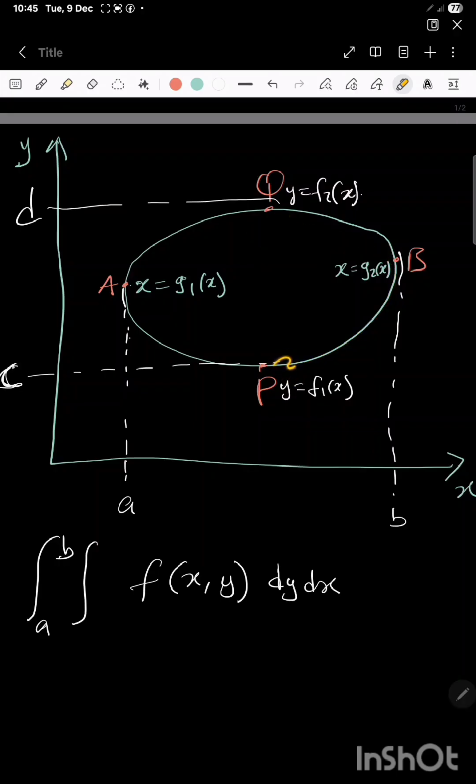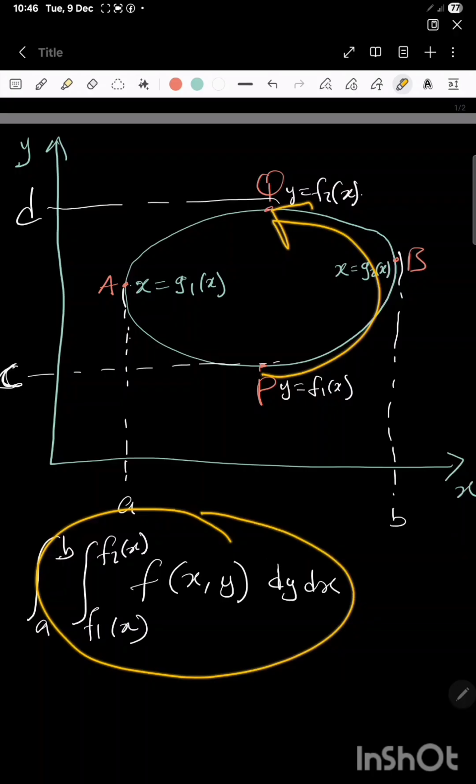So which limits of y are from P to Q? So the limits of y from P to Q are y is equal to f1 of x to y is equal to f2 of x. So we are going to write y is equal to f1 of x to y is equal to f2 of x. Okay, so this is the first route that we can take. So we've taken the route where we are moving from point A to B and also from point P to Q, where we've gotten these limits here.